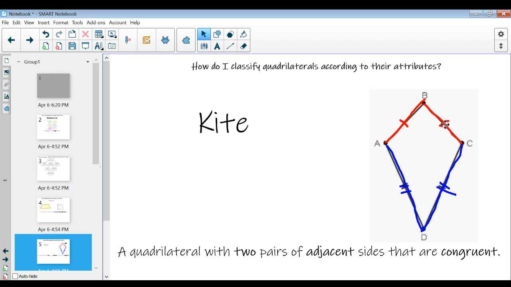That means that they're the same length. So since they're next to each other and the same length, then that would be 1 pair of adjacent sides that are congruent. We also have these blue lines down here, AD and CD. They're next to each other, connected at point D, and they both have these 2 dashes in it, meaning that they are, again, the same length or congruent. So that would be our second pair of adjacent sides that are congruent, making this a kite.